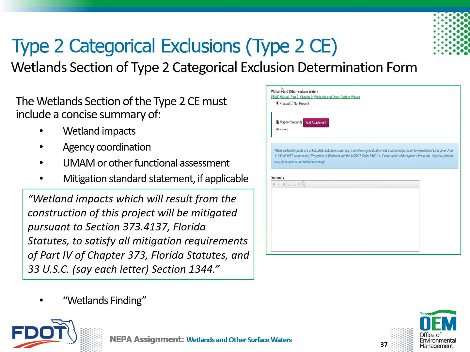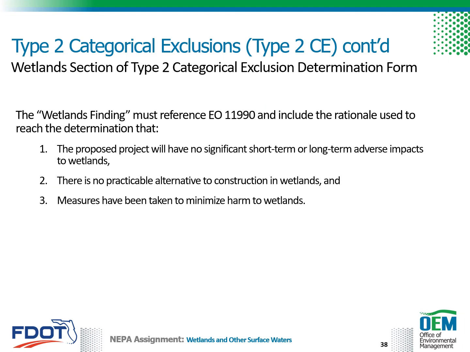Wetland mitigation should be documented by use of the mitigation standard statement shown here. The wetlands finding must reference EO 11990 and include the rationale used to reach the determination that the proposed project will have no significant short-term or long-term adverse impacts to wetlands.